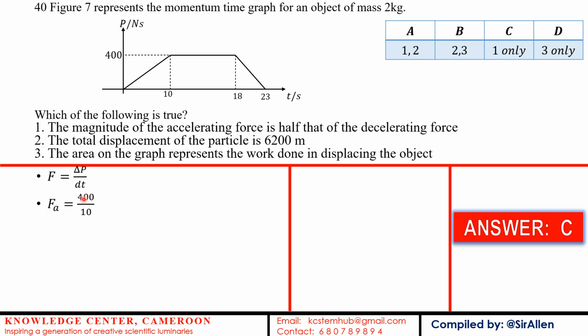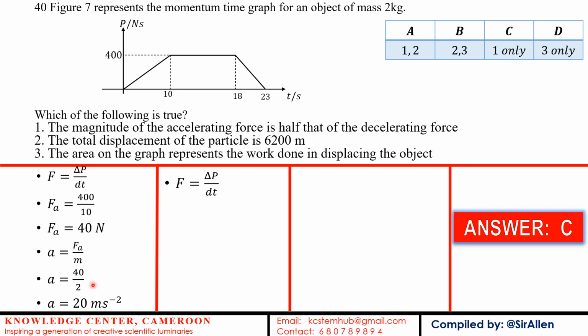That's Newton's second law. So for this part where we're accelerating, the change in momentum is from 0 all the way to 400. So you have 400 minus 0 divided by the change in time, 10 minus 0. So you have 400 over 10. So our accelerating force there is 40 newtons. So we can get the acceleration, which is force over mass, which gives us 20 meters per second squared.